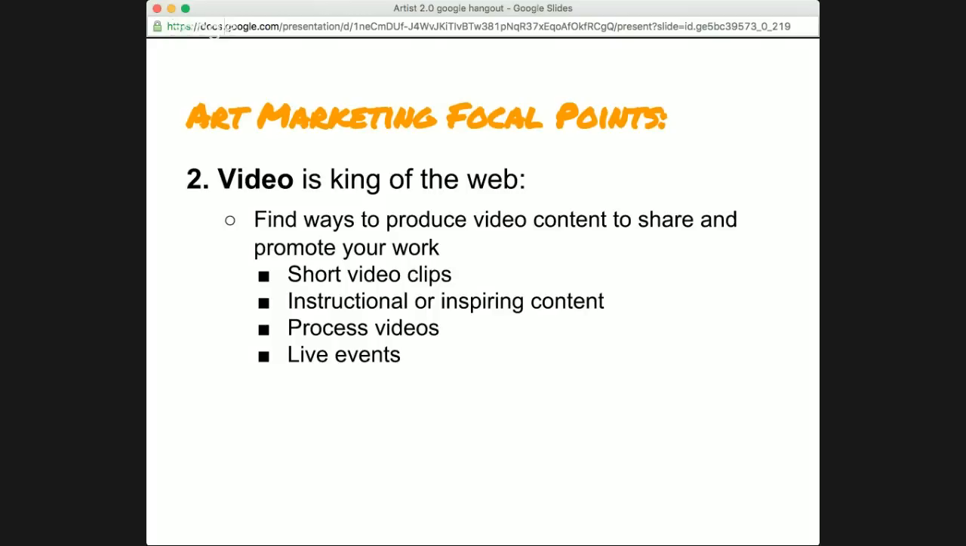And another cool way to use video, especially for things like live casting for Periscope or Google Hangout, you can live cast your art show at a gallery, or have a studio cam where you're working but you're not talking to the audience. They just get to see your process throughout the day, the way that we used to on Justin TV and Ustream. Stuff like that is still very, very powerful.